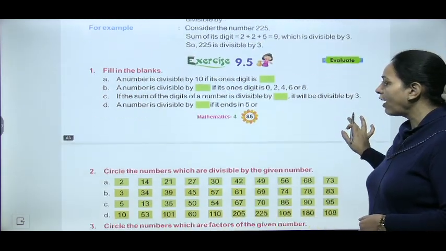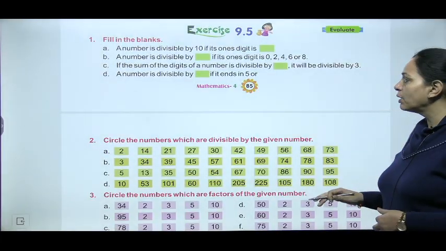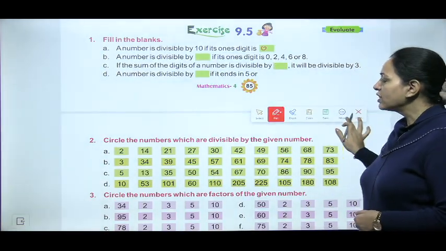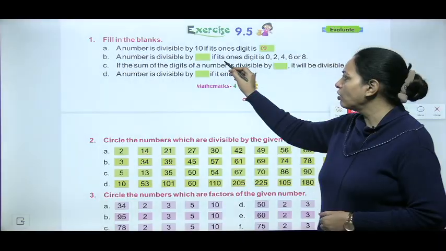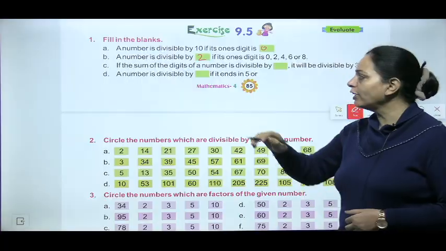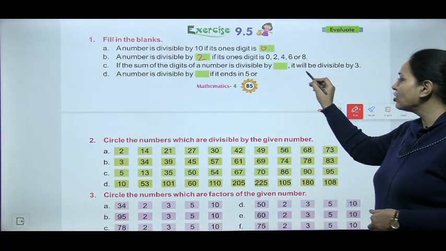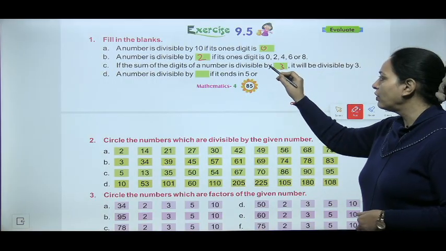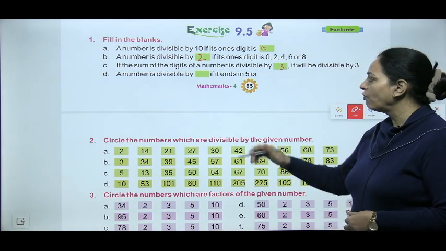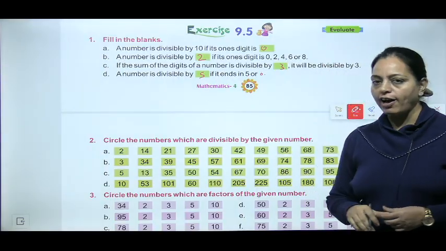Okay, now exercise 9.5 here. First, filling in the blanks. A part: a number is divisible by 10 if its ones digit is 0. The second: a number is divisible by dash if the ones digit is 0, 2, 4, 6 or 8. Then it is divisible by 2. C part: if the sum of the digits of a number is divisible by dash, it will be divisible by 3. If it is divisible by 3, okay. And D: a number is divisible by dash if it ends in 5 or 0. So it is divisible by 5, okay.